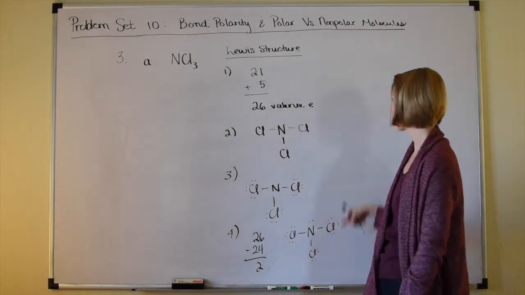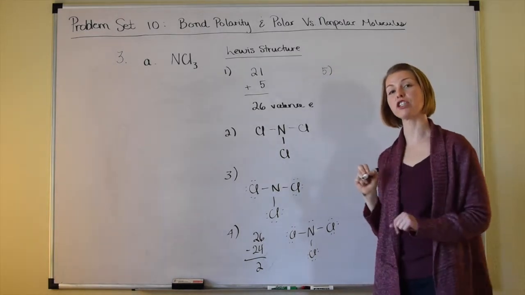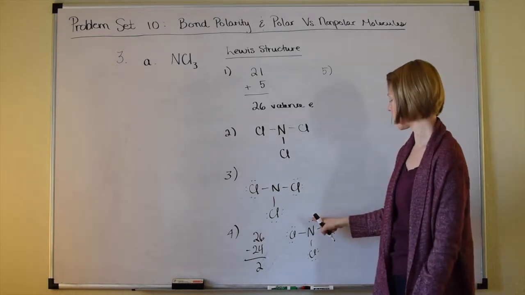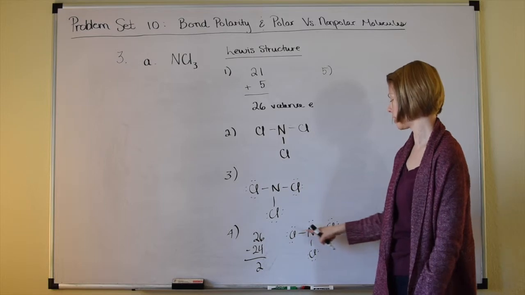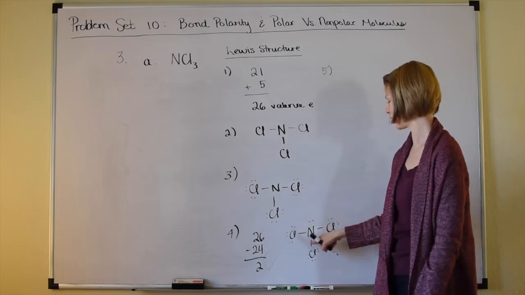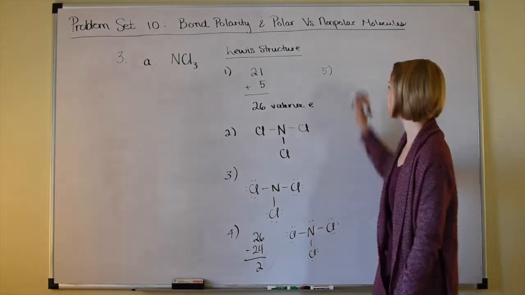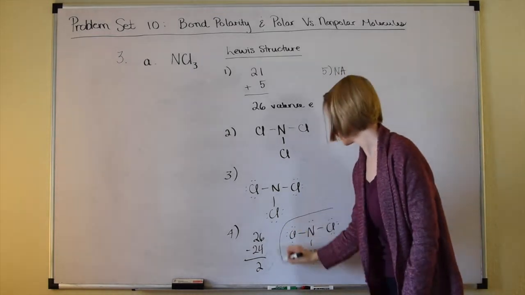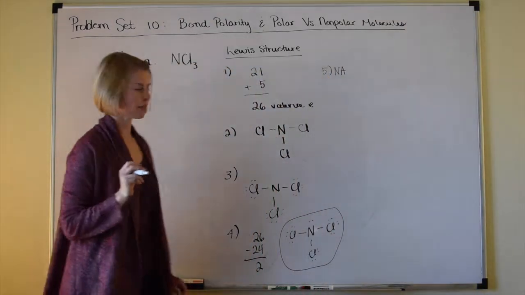Step number 5, if octet is still not satisfied on your central atom, start forming double or triple bonds as needed. Nitrogen has 2, 4, 6, 8. 6 are in these single bonds, and then another 2 as a lone pair. So N/A, not applicable. We don't need to change anything for number 5. This is our final Lewis structure for nitrogen trichloride.